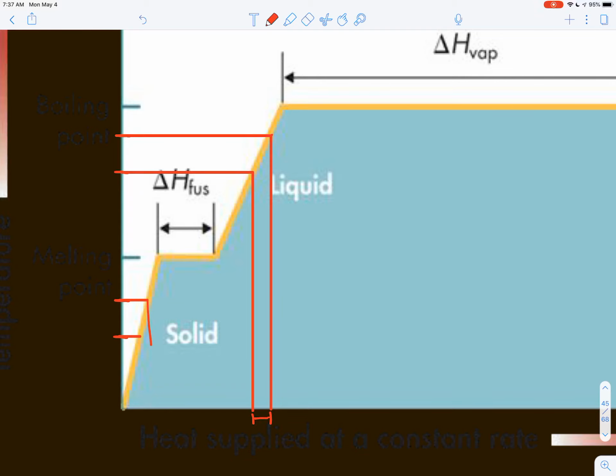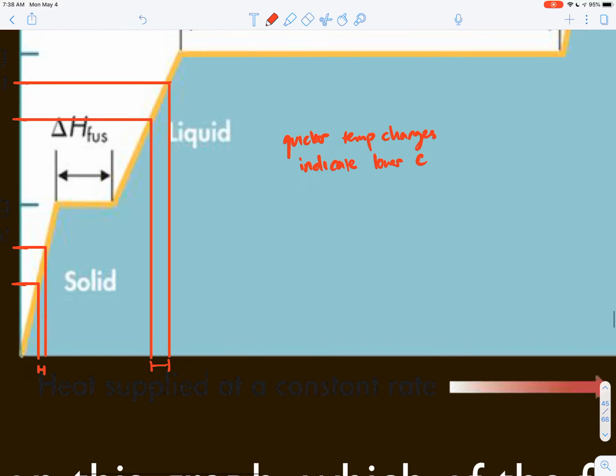In order to cause the same temperature change for ice, I even did that in kind of the wrong spot, but you can tell that less energy is required. Do you guys see that? So things that change temperature more quickly indicate, and quickly is assuming constant heat, right? So quickly, maybe I should say things that change temperature with less heat indicate lower specific heat capacity. Okay?